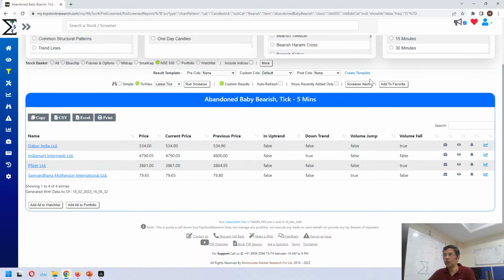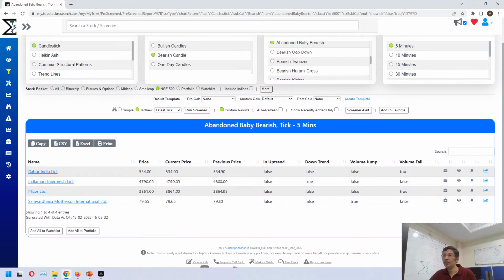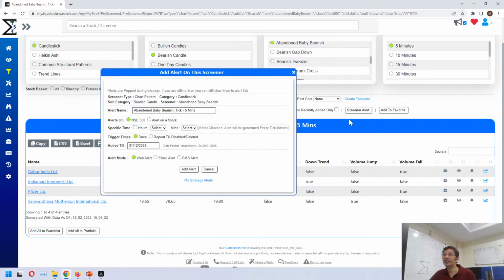The other comment was, how do you set alerts? If you want to set an alert on a 5 minutes pattern, you select this, select the screener, what kind of alert you want, which stock basket you are interested in. You want a web alert. If you are sitting in front of the machine, you get a web alert. You want email, you want SMS, you can set any of these alerts, right?